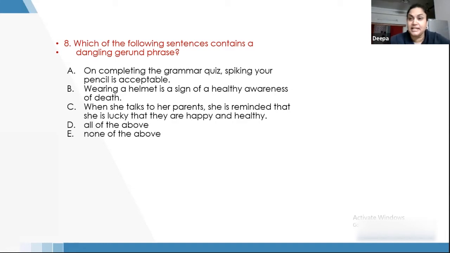Which of the following sentences contains a dangling gerund phrase? What is a gerund phrase? Gerund is basically a verb plus ing form, and we use that as a noun also. So let's check. On completing the grammar quiz, sticking your pencil is acceptable.